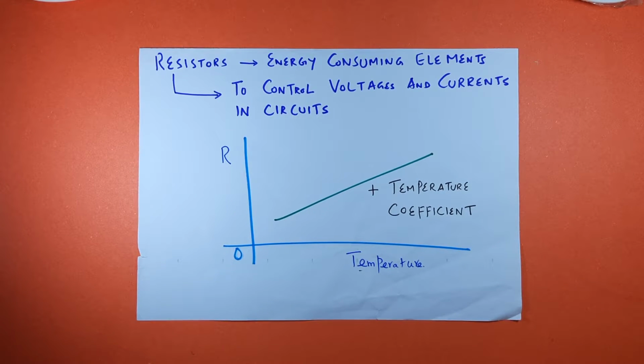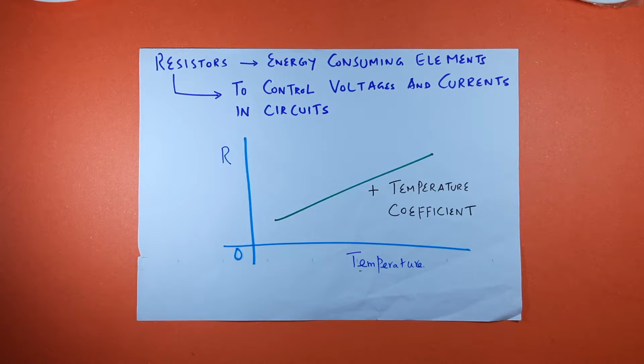Okay. Suppose if you take a good conductor, with the temperature, the resistance also increases. Suppose if your temperature increases, resistance also increases. So conductors are said to have positive temperature coefficient.